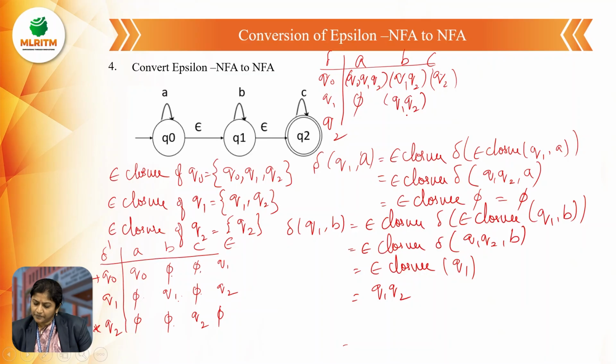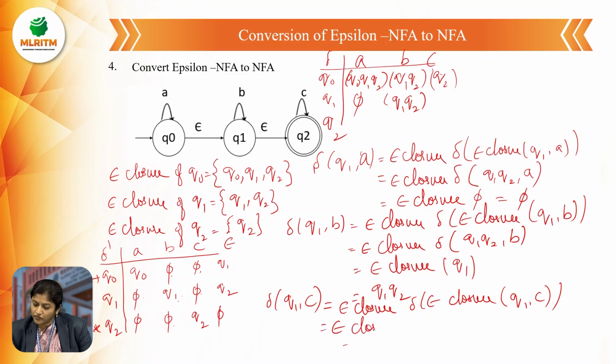Next, delta of q1 on C. Epsilon closure of delta of epsilon closure of q1 on C. Epsilon closure of q1 is q1, q2 on C. Epsilon closure of delta of q1 on C: q1 on C is null, q2 on C is q2.